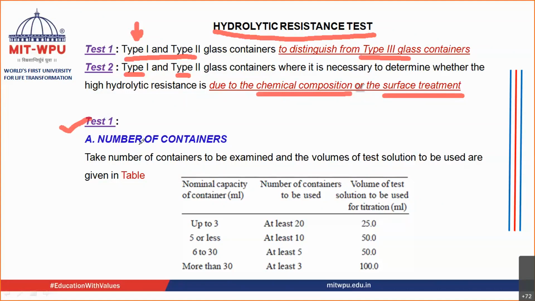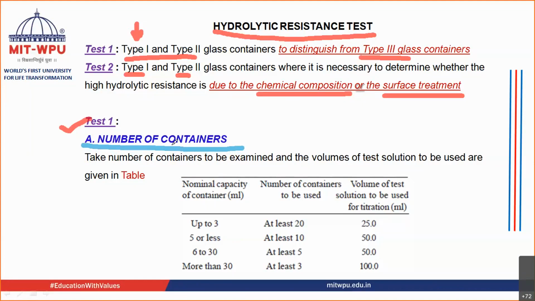Now, as I showed you, there are no subtopics as I have given over here. I have given the subtopic as number of containers. As such, there are no subtopics that are given. I have just made it for you to understand, so that you have a proper sequence in order to remember it. So first of all, how many containers are you going to take? You have to select the number of containers for the test.